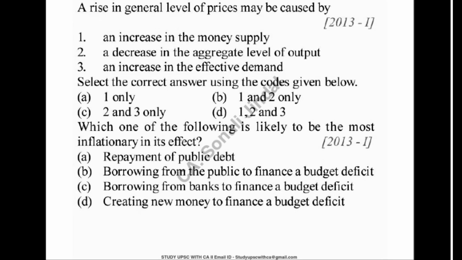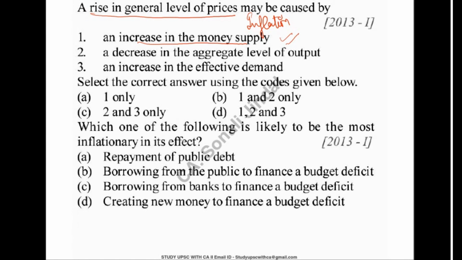Next question is, there is a rise in the general level of prices. What it means? Inflation. So let's read first statement, increase in the money supply. We have discussed it like if there is an increase in the money supply, it means more money with the public to spend. This will result into the increased demand. If there is an increased demand, then public will be ready to buy at the higher prices. It means inflation will occur in the economy. So first statement is correct.